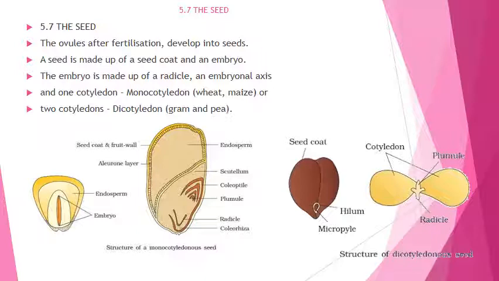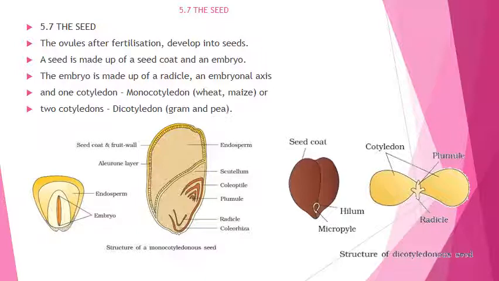Now the seed. What are the seeds? The ovules which, after fertilization, do not turn into fruit develop into seeds. A seed is made up of a seed coat, that is the outermost covering of the seed, and an embryo. The embryo is made up of a radicle, an embryonal axis, and it contains cotyledon.